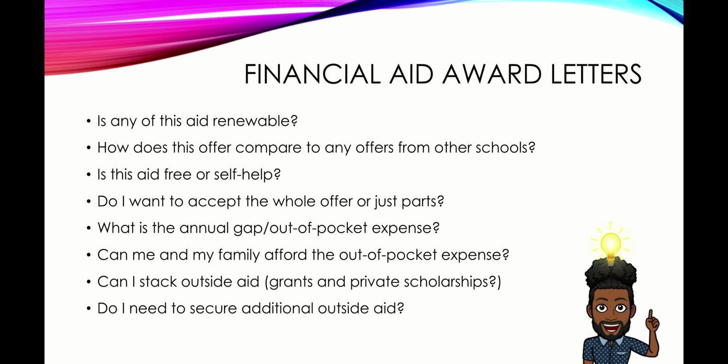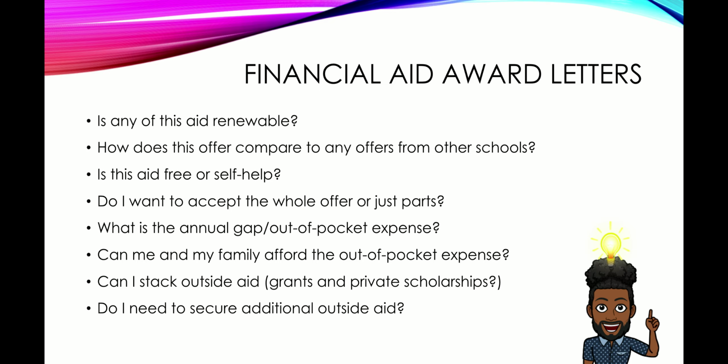You also want to think about, how does this offer compare to any offers from other schools? And there are some great comparison tools. I'll show you one in a second that helps you lay out the different aid from different schools and compare them to each other to determine in the end how much money you need to secure for yourselves on top of the aid that's being offered. We already talked a little bit about, is the aid free or self-help? Your work study and loans being the self-help aid, the free money being the grants and scholarships, okay? Do you want to accept the whole offer or just parts?